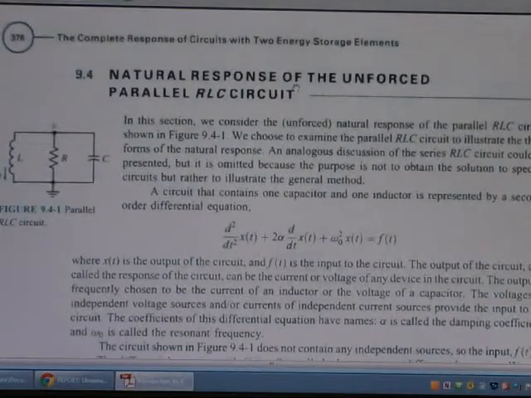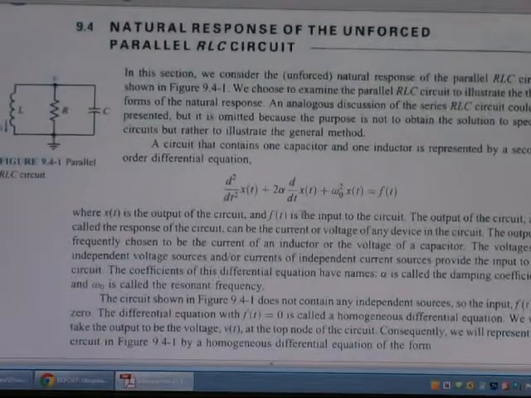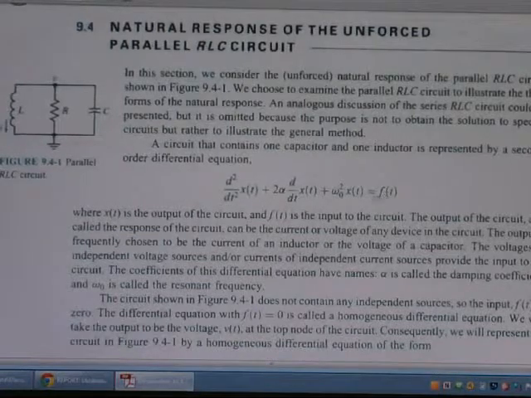So natural response. This is what we write out as a differential equation. This inductor, capacitor, resistor circuit, we can write down the equivalent circuit as the differential equation: d2h by dt square plus 2 alpha dh by dt plus omega square h(t) equal to f(t). This is the differential equation.